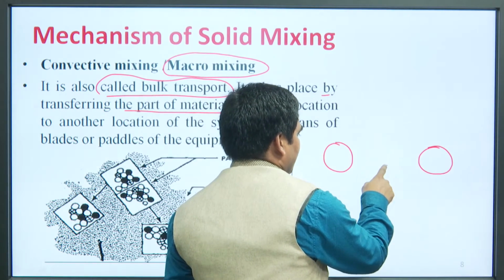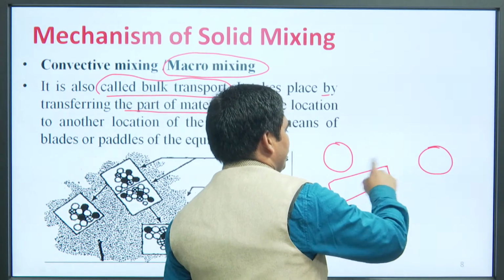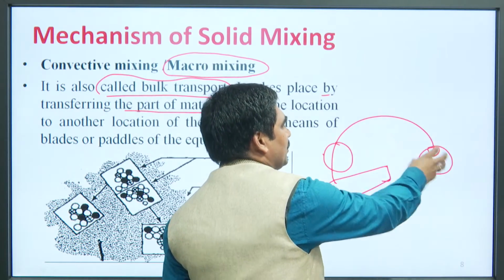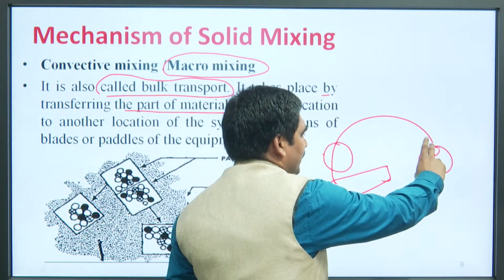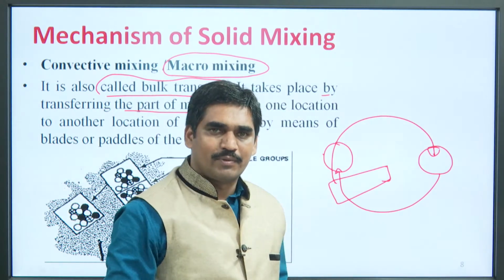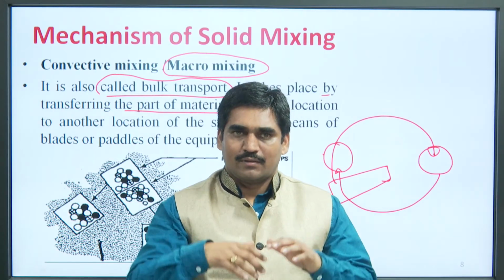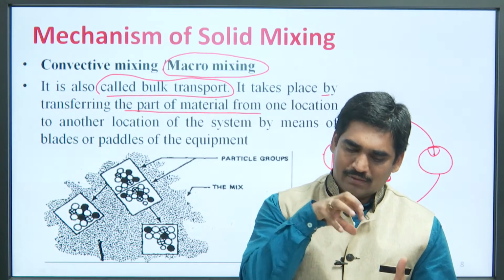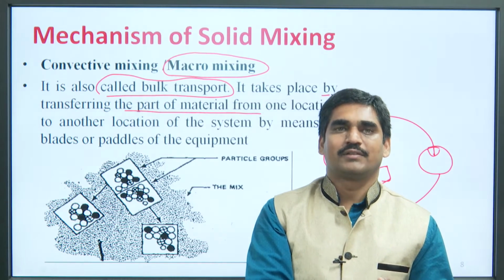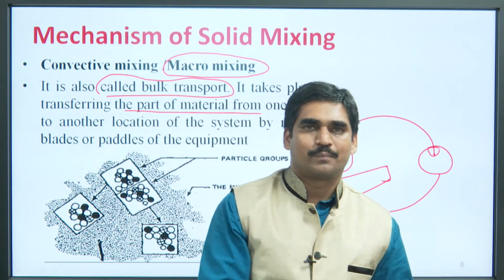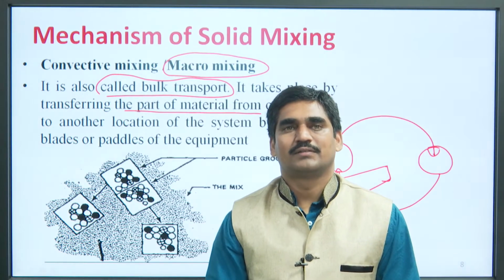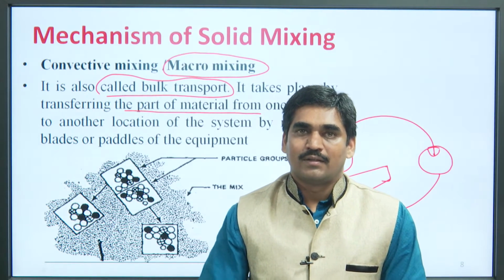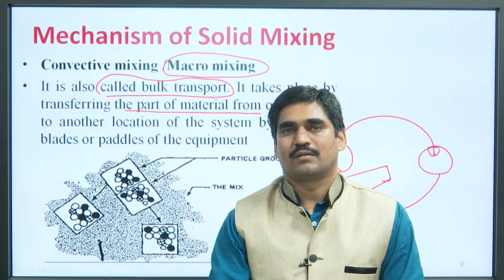How? Suppose this is a blade. With the help of this blade, this powder is transferred from here to here. Again, from here it is transferred to this place. So, in this way, by using blades or paddles of the equipment, if transfer of material takes place from one location to another location of the system, then this process is called convective mixing or macro mixing. It is also called bulk transport.